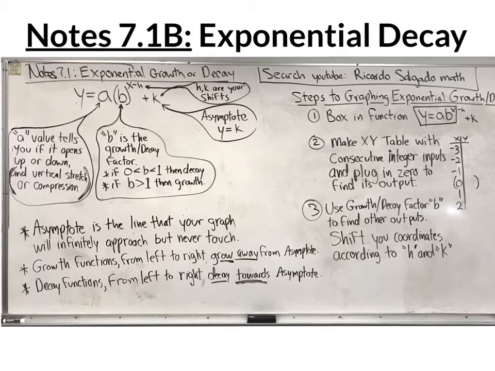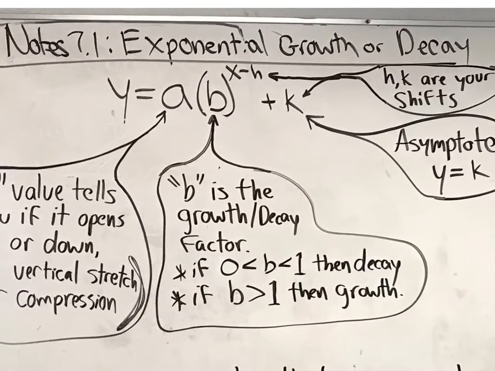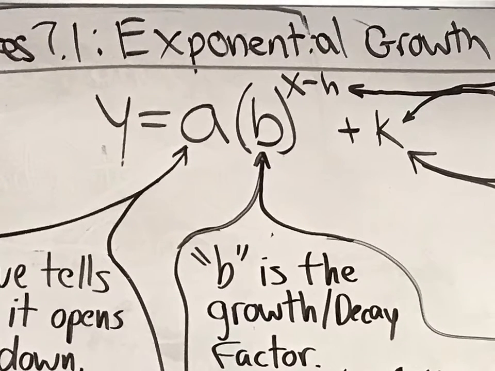Okay, so this is day 2 on exponential growth and decay functions, 7.1. Today we're focusing in on exponential decay. Yesterday we did exponential growth. And this is the form that we use in exponential growth or decay: y equals a times b to the power of x minus h, plus k.